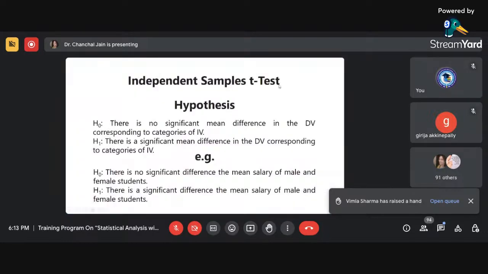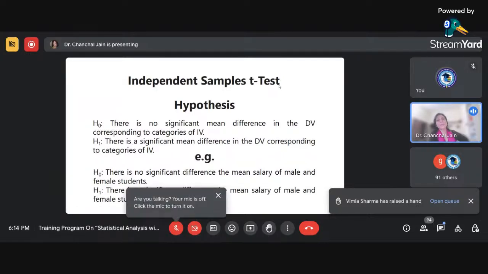So now I will talk about the independent sample t-test. As I told you in the previous slides, for the independent sample t-test, we need to have 2 variables. One should be the dependent, the other should be the independent. The dependent variable should be numeric, that is continuous, and the independent variable should be categorical. And it should have at least 2 categories. No, not at least, it should have only 2 categories. That is the case of the independent sample t-test.